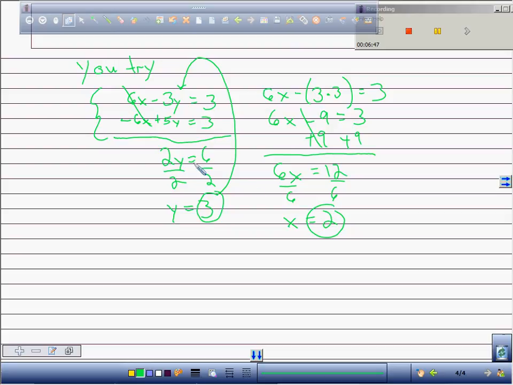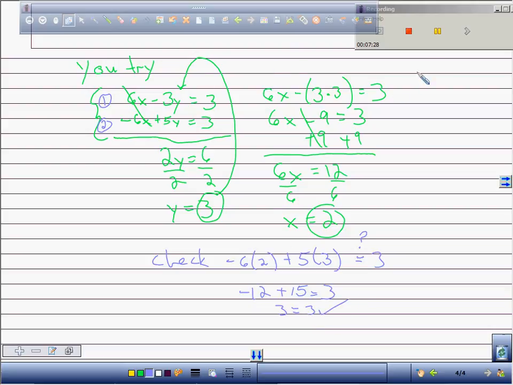Again, what you should probably do is plug both of those values into the second equation. If this is equation 1, which you already used, and this is equation 2, I take those two numbers and plug them in here to check. So the check looks like negative 6 times 2 plus 5 times 3. Does that equal 3? I get negative 12 plus 15 equals 3. So yes, 3 does equal 3, and it checks.